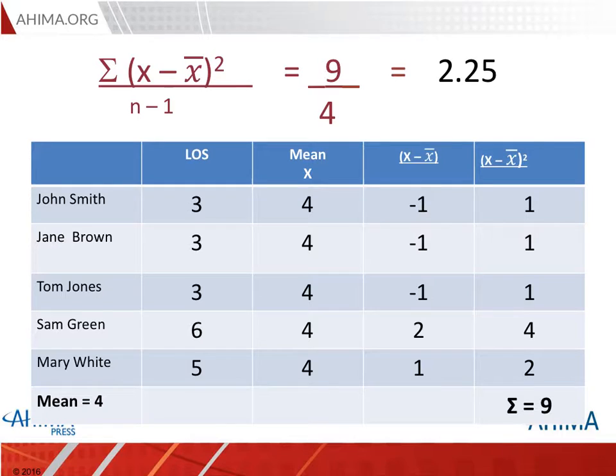To get our denominator, we always use 1 less than the total number in our population. We have 5 patients, so by subtracting 1 from that number, 4 will be our denominator. We find our variance by dividing 9 by 4, and we come up with 2.25. This is our variance.